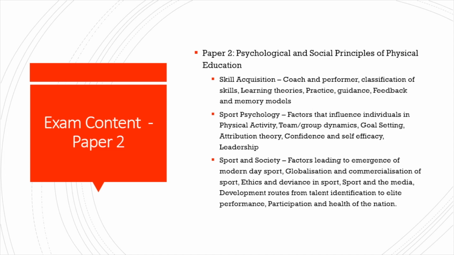Then the last section is sport and society. As I said, this links into sociology. It looks at the media, the commercialisation of sport, ethics and deviance. So why did Lance Armstrong cheat? Why do athletes choose to cheat? What are the outcomes of them doing that?